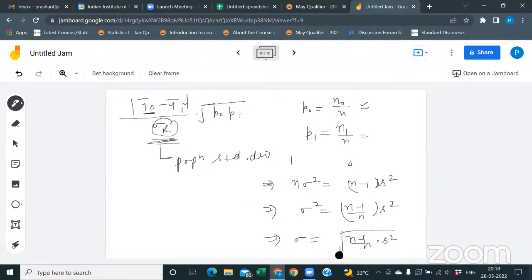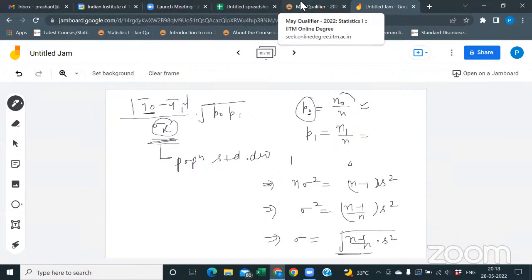Instead of this sigma x, you can replace this one and you will get the new form. P0, P1 will remain same. What is P0? In the lecture she talked about P0 is N0 by N minus 1 and P1 is N1 by N.